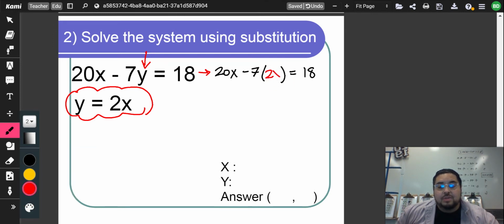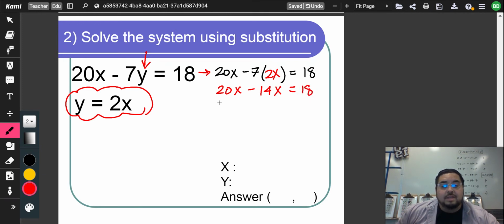And again, the reason I'm doing this is because now my equation only has one variable. It doesn't have x's and y's, it only has x's now. So I'm going to go ahead and simplify. 20x is going to stay the same. Negative 7 times 2x is negative 14x. And that is equal to 18.